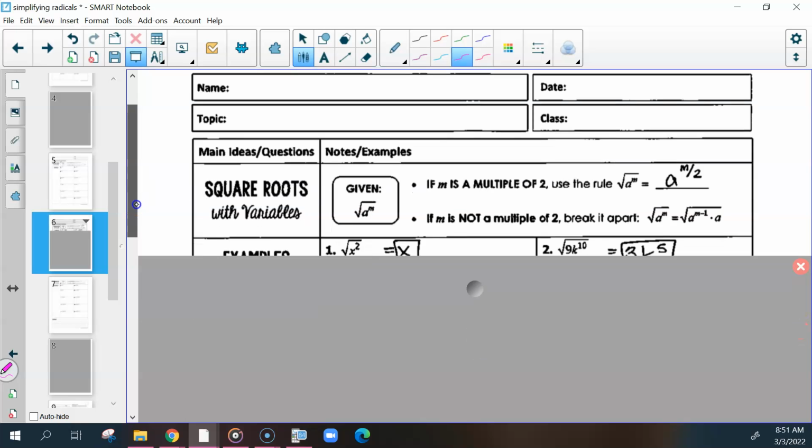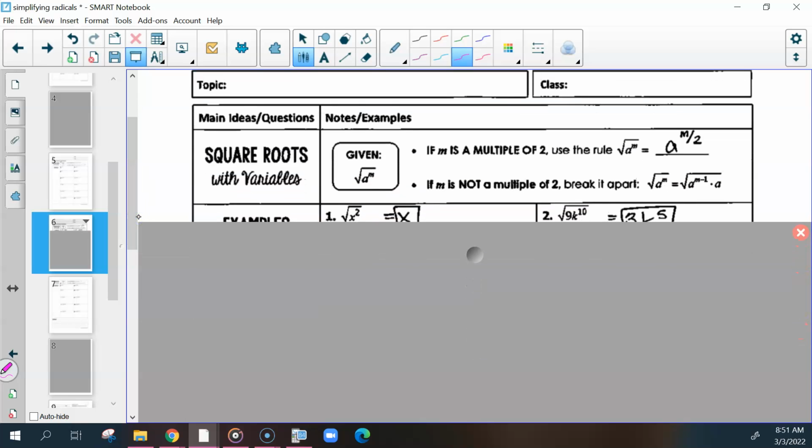Okay. So if m is a multiple of 2, that means it can be divided by 2. We're going to use the rule, and this is just one way. The square root of a to the m equals a to the m divided by 2. Looking at that, hearing that, writing that probably doesn't make any sense, but when you do it, hopefully it will.